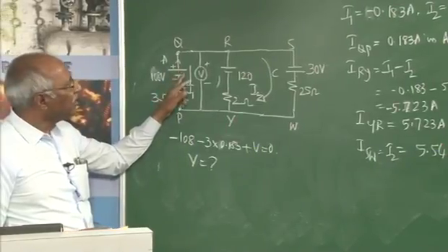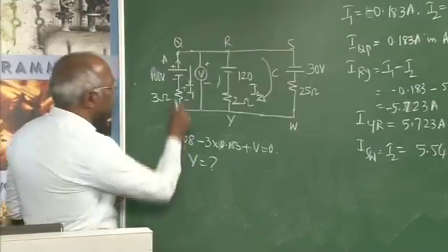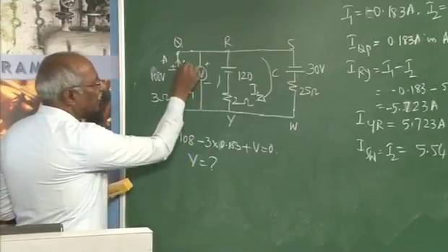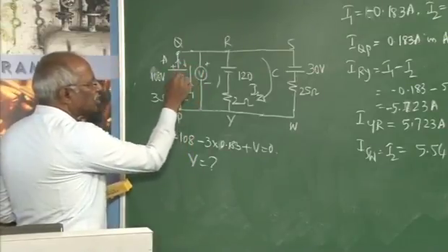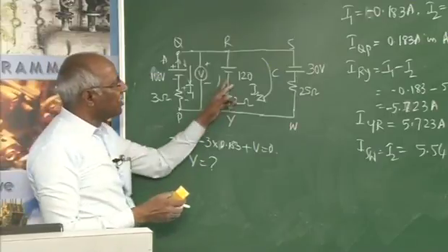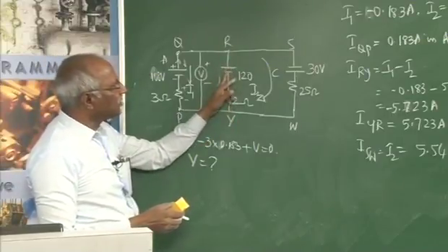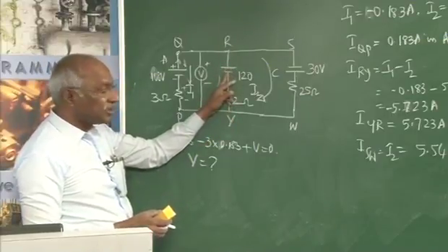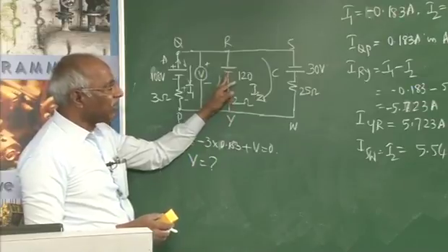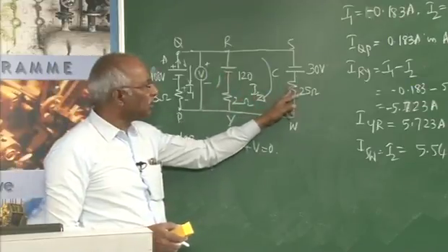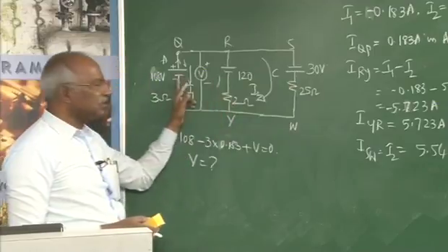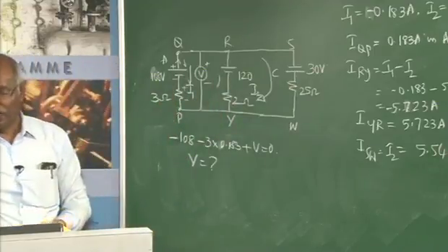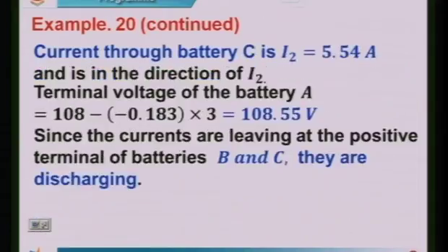So with that in mind, you can see here the current is flowing into the positive terminal, so this is getting charged. While here the current is in this direction, therefore this is discharging, and here this is also discharging. These two are discharging while this is getting charged. That's the answer. B and C are discharging and the source A is getting charged.